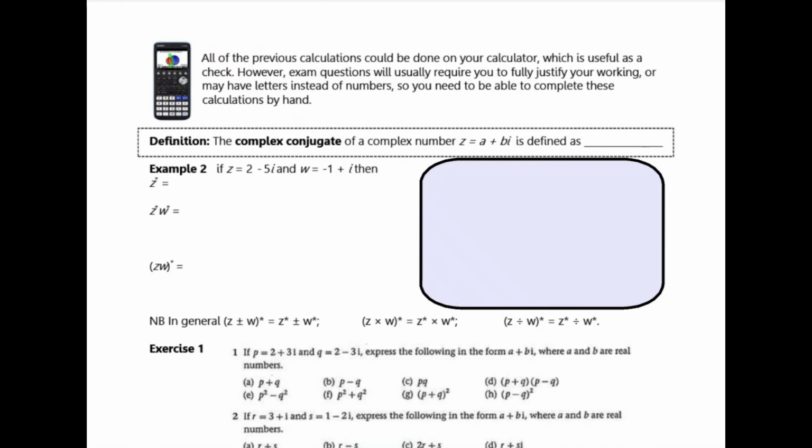The final thing to look at is the complex conjugate of a number, which we've mentioned already. So if you've got a complex number z equals a plus bi, the complex conjugate we denote using a star. So this is z star, the complex conjugate. The real part is the same, but it's the imaginary part that you change the sign. So in this example here, we've got z is 2 minus 5i. z star, the conjugate of that, is 2 plus 5i.